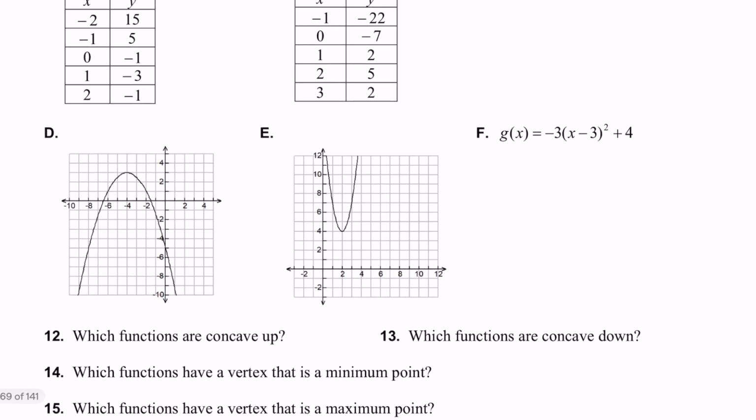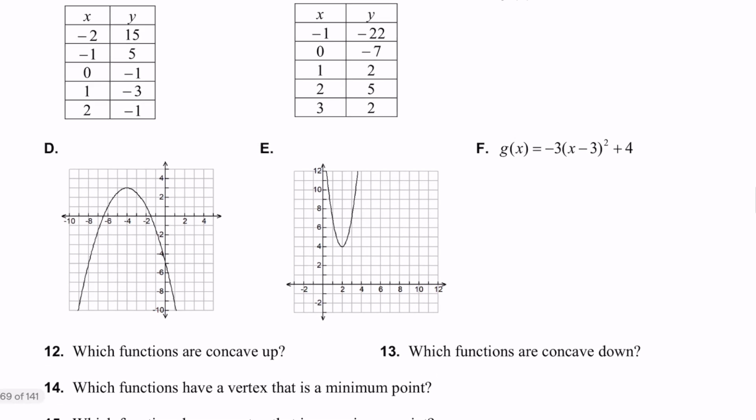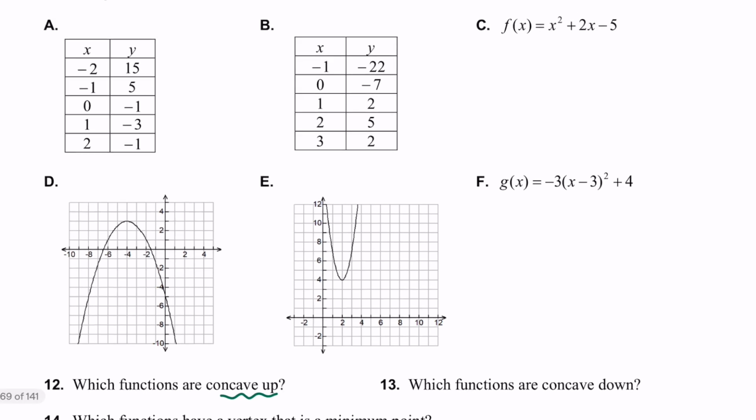Okay, we have tables, equations, and graphs. We're trying to find which ones are concave up. Now, if I'm looking at A and B, these are going to be the hardest ones to figure out if they're concave up or concave down, but they shouldn't be too bad. We're starting at 15, then going down to 5, -1, 3, -1 again. So this is going to be a concave up graph, where B is starting at -22, then it goes to -7, up to 2 and 5, and then it starts coming down again.